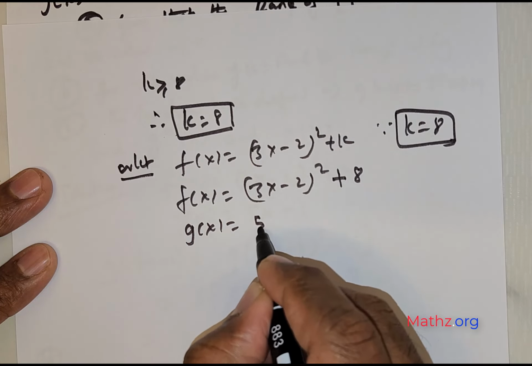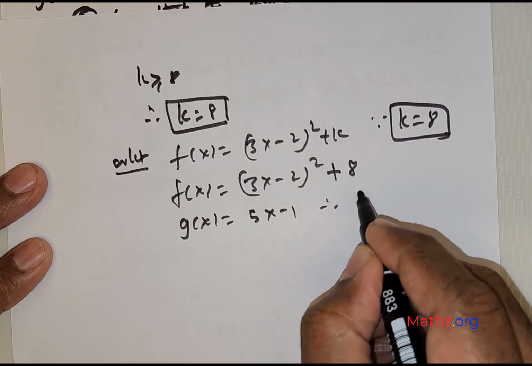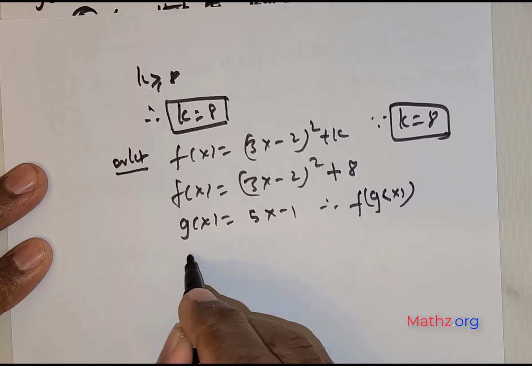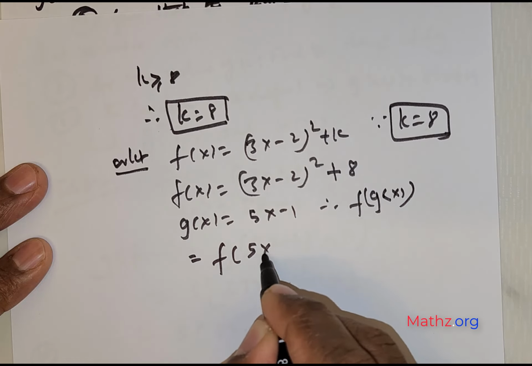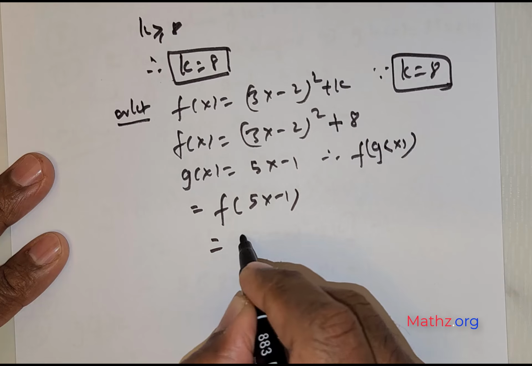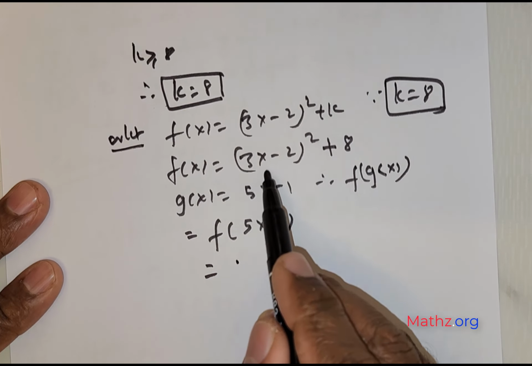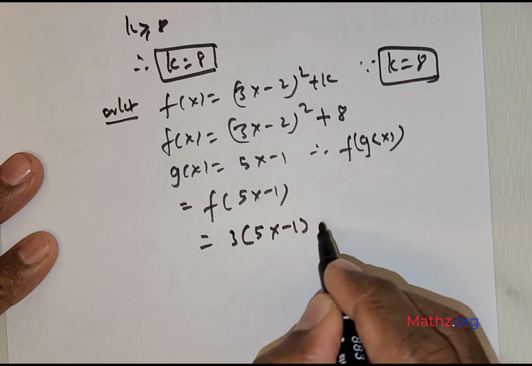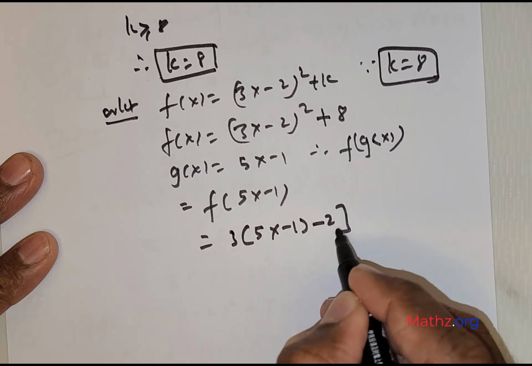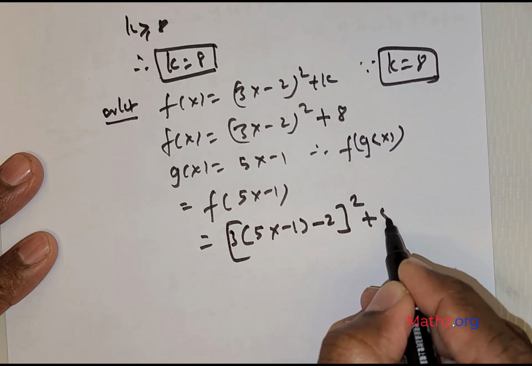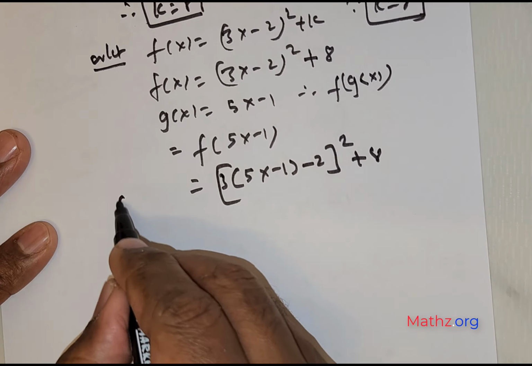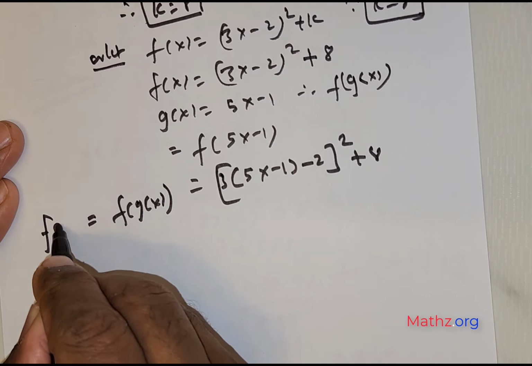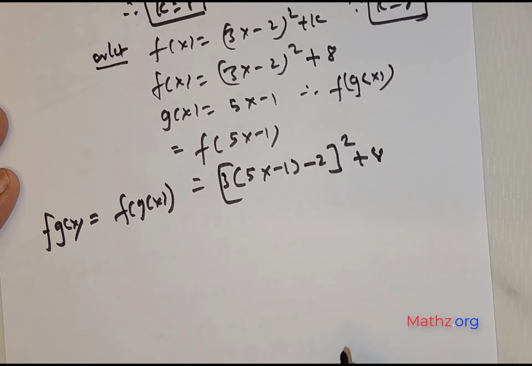Now g of x is equal to 5x - 1, so therefore f of g of x is equal to f of 5x - 1, which is equal to, in place of x we substitute 5x - 1, so it's going to be 3 times (5x - 1 - 2) squared + 8, and this is my f of g of x, which is also written as fg of x.